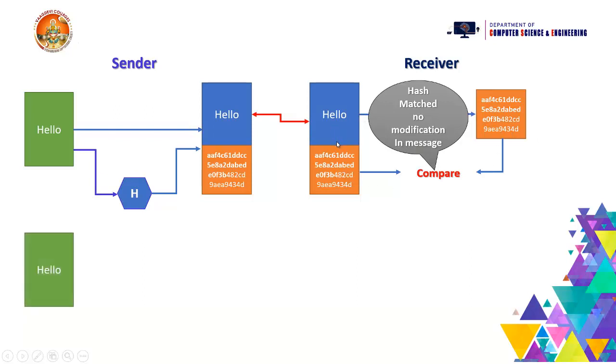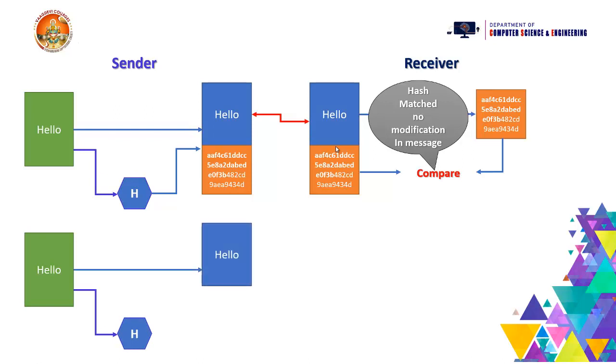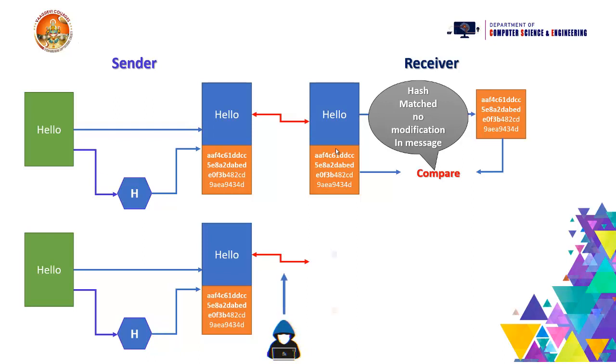We will see one more example. The same message is applied to hash function h. It will generate a hash code. That hash code and the plain text message are added. This message is transferred to the receiver. In the middle, some hacker modifies the message. Assume the hello is changed to HELLL, and the hash value is not changed because it is encrypted.